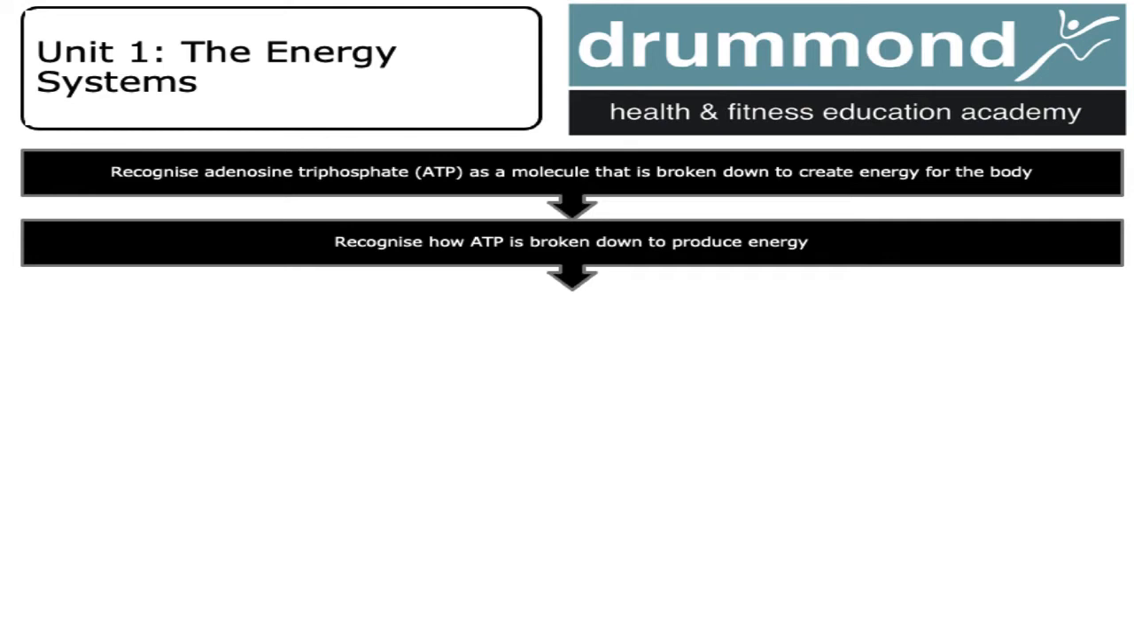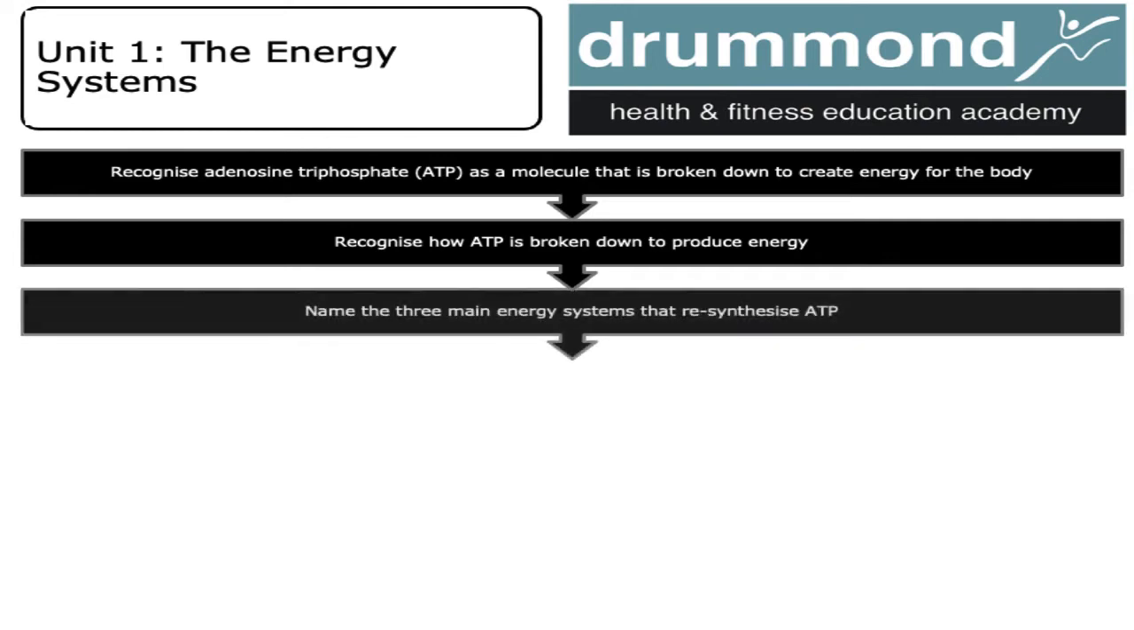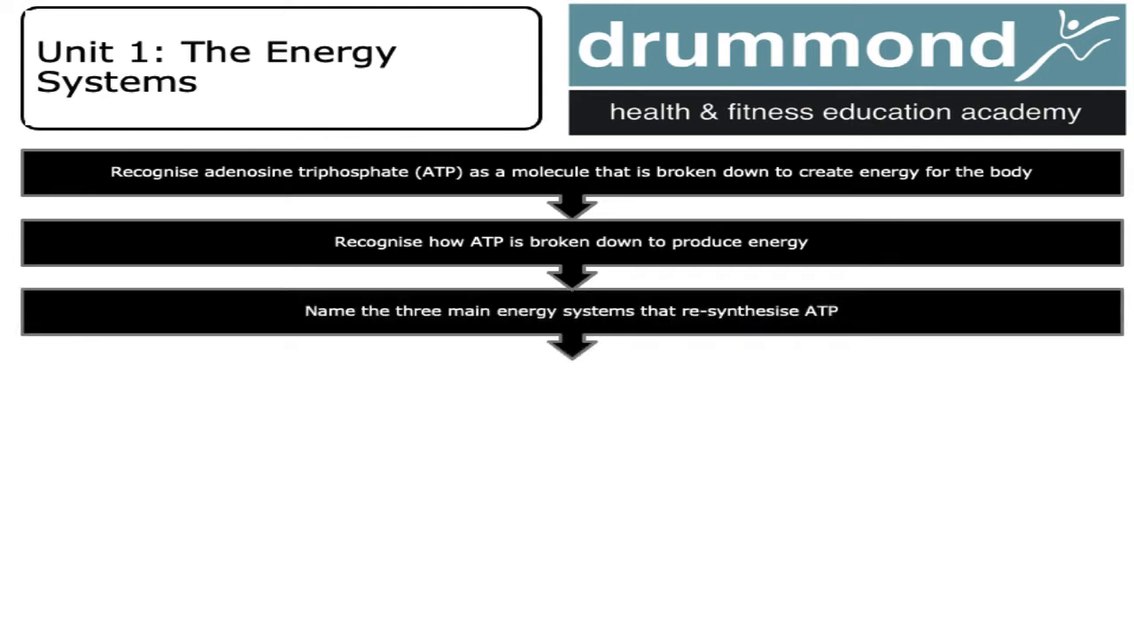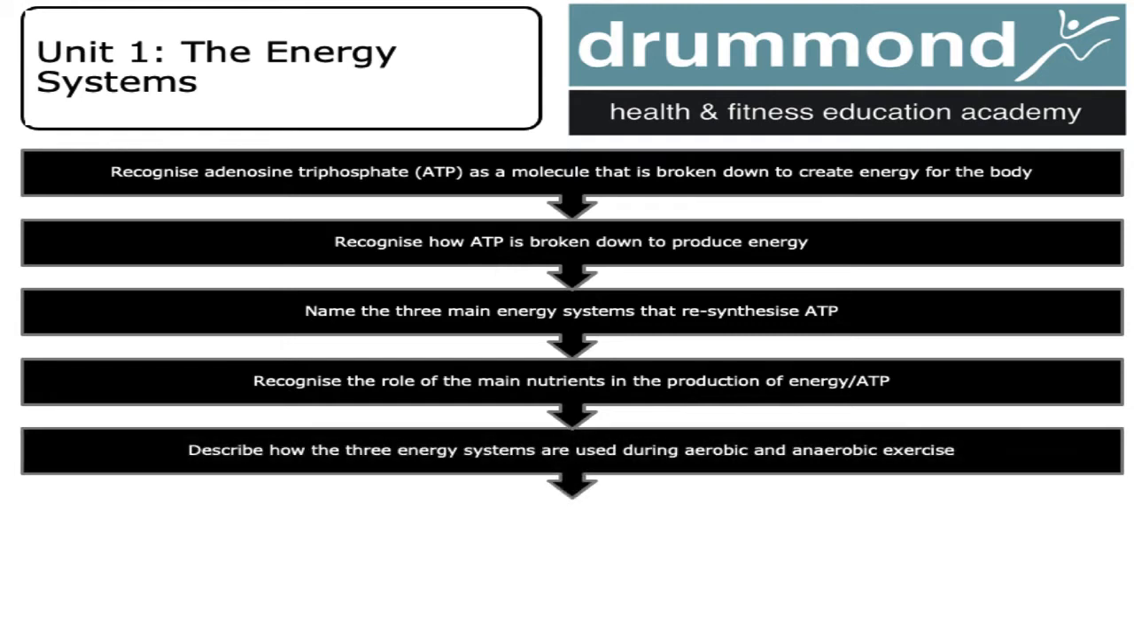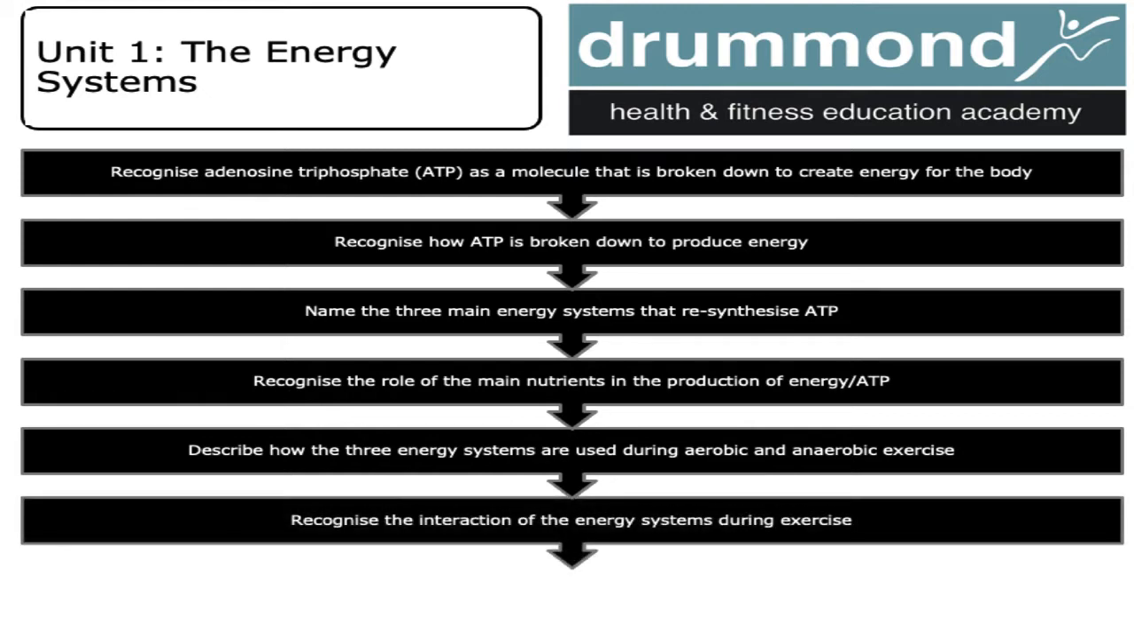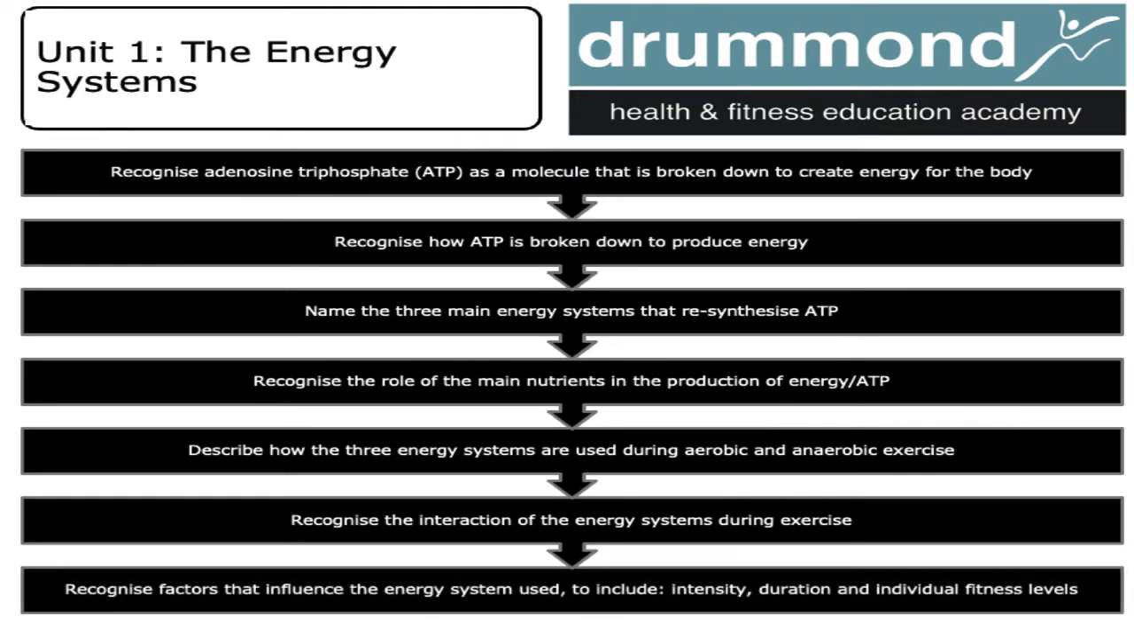Recognise how ATP is broken down to produce energy. Name the three main energy systems that resynthesize ATP. Recognise the role of the main nutrients in the production of energy/ATP. Describe how the three energy systems are used during aerobic and anaerobic exercise. Recognise the interaction of the energy systems during exercise. And recognise factors that influence the energy system used to include intensity, duration, and individual fitness levels.